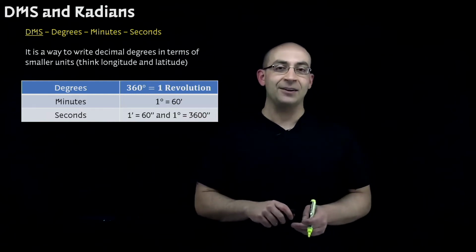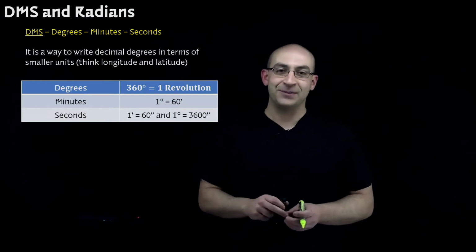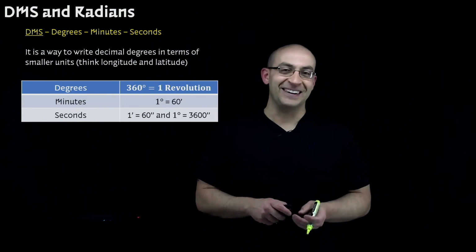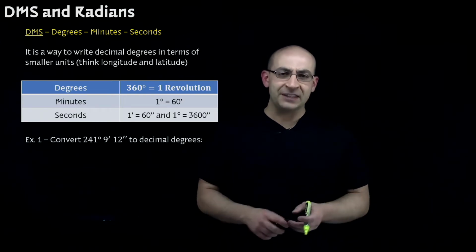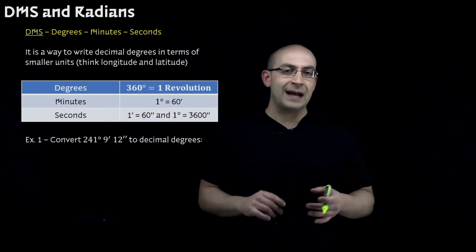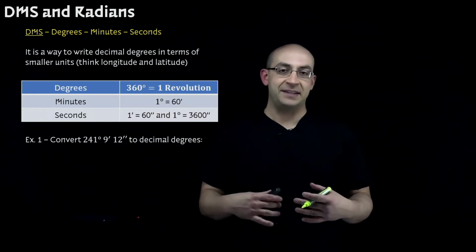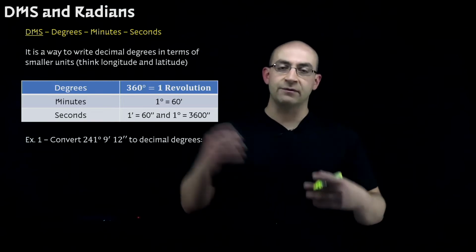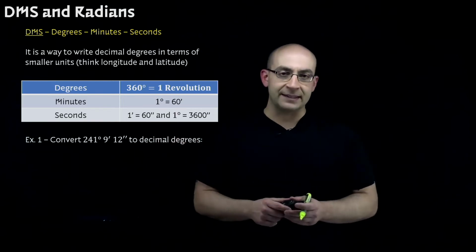You can try it out and impress your friends with that cool information about seconds and minutes, which you should know already. Moving on. Now we want to convert these things. There are 2 ways of converting, and that's why DMS and radians are put together really nicely in this video. They both own conversion rates from one to the other. Take a look at example 1.